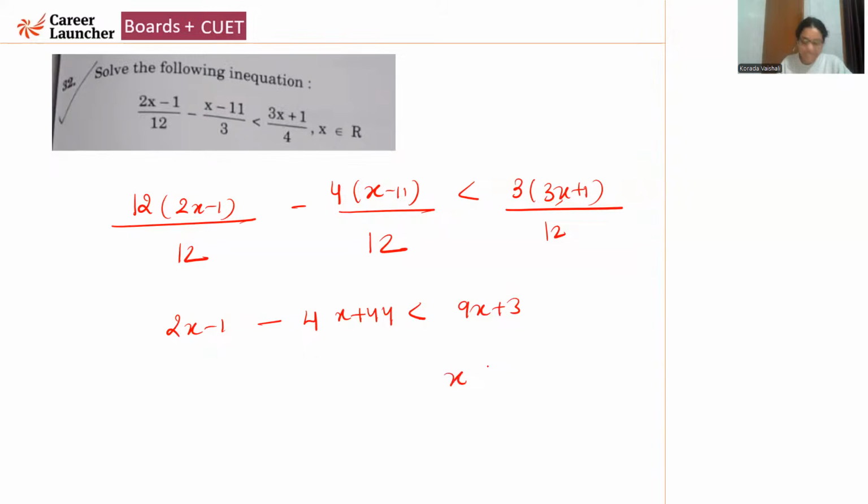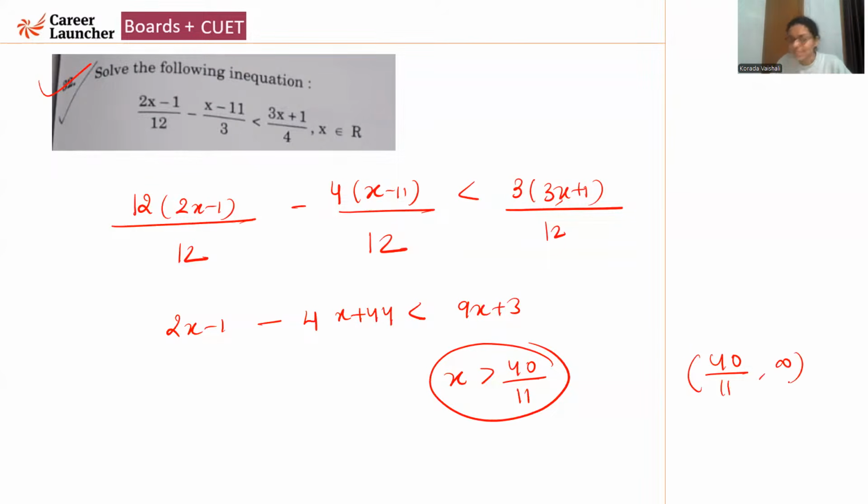So in this question, x has to come greater than 40 by 11. So this is the answer when you will simplify the whole equation, and that's it. इसमें हमने solve कर दिया. So you can also write this down as an interval, जिसमें आप ये लिख सकते हो कि open bracket 40 by 11 till infinity. So this is going to be the interval for this particular inequation.